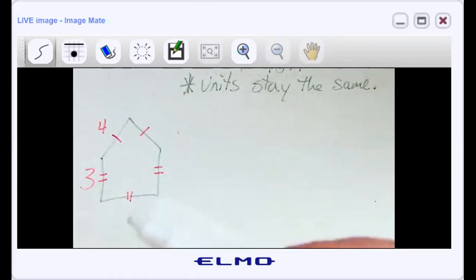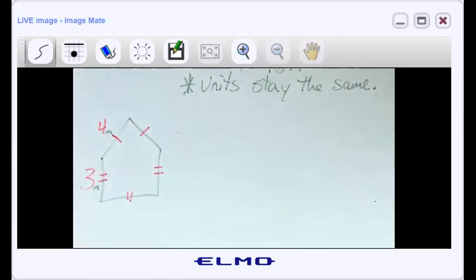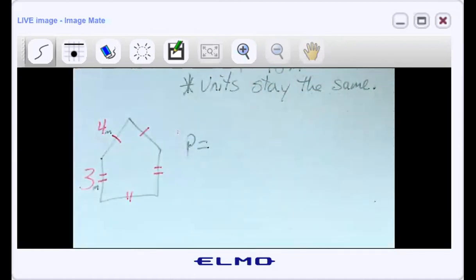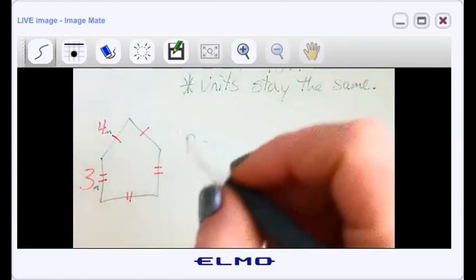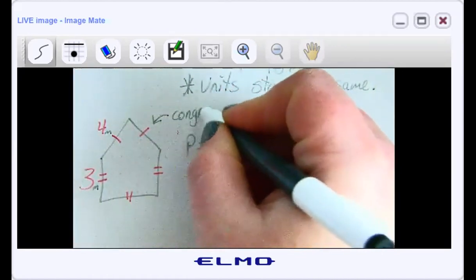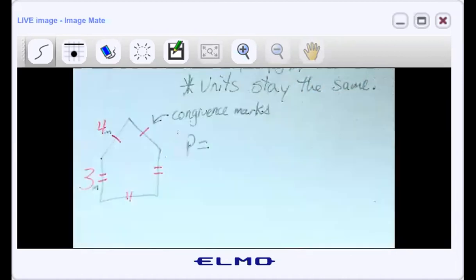So go ahead and, again, let's say that we're in meters. Meters are just so easy because it's one letter. Go ahead and find me the perimeter of this shape. Feel free to send it to me in the chat when you got it. I'm just going to note that these things are called congruence marks. Send me your answer as soon as you get it. Perimeter of this shape.